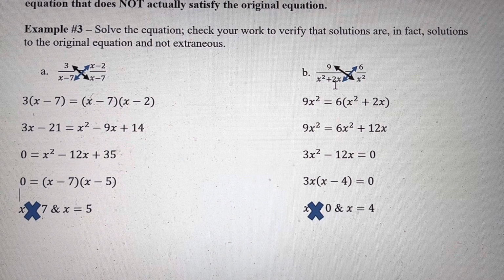16 plus 8 is 24, so 9 over 24 equal to 6 over 16, okay? Those are equivalent fractions. You can simplify both of those, and you'll get, what's that, 3 over 8, okay? Or 0.375 as a decimal. So 4 is a solution, 0 is extraneous. So moral of the story, whenever you're solving rational equations, always check for extraneous solutions.